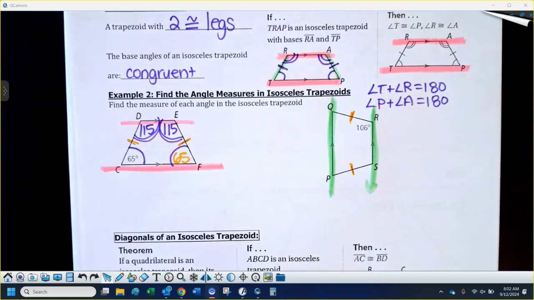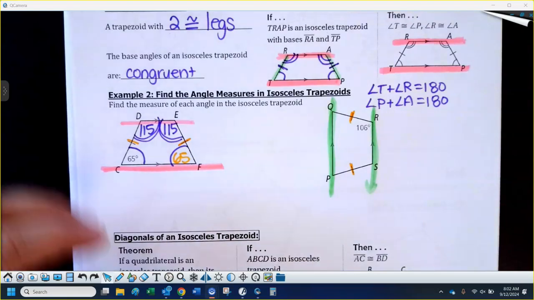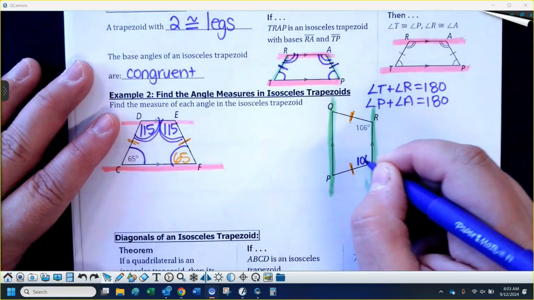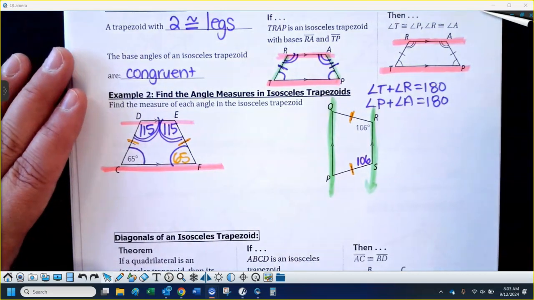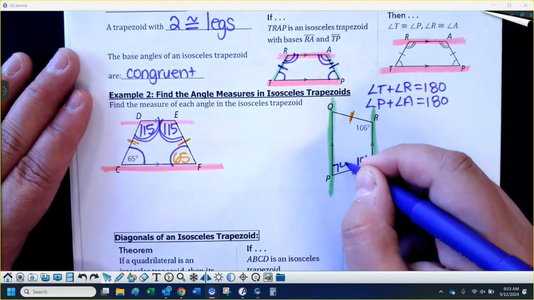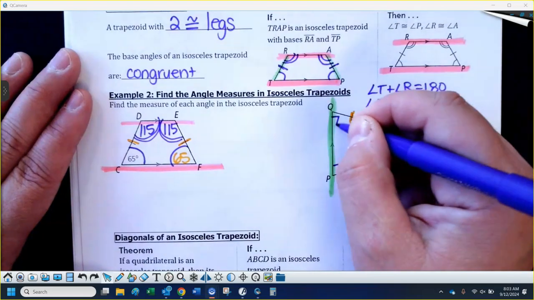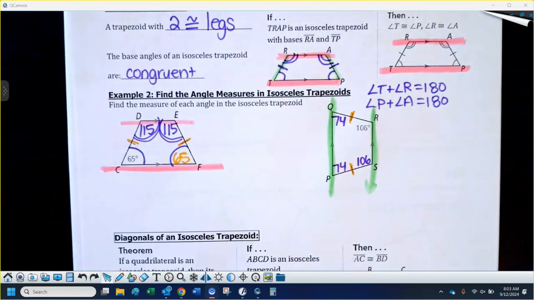Okay. Who can raise your hand? Tell me what you wrote for angle S? For angle S, 106. Excellent. What did you put for angle P? For angle P, 74. And what about Q? 74. Perfect. Is anybody having a question?